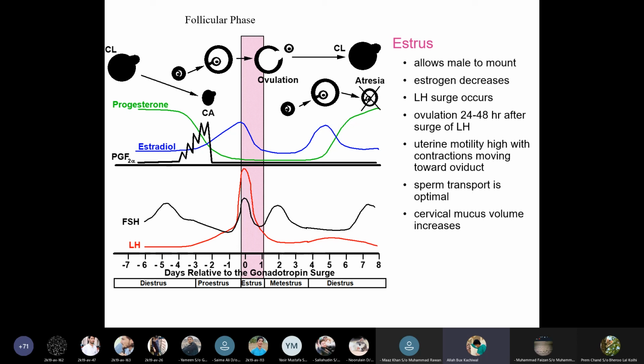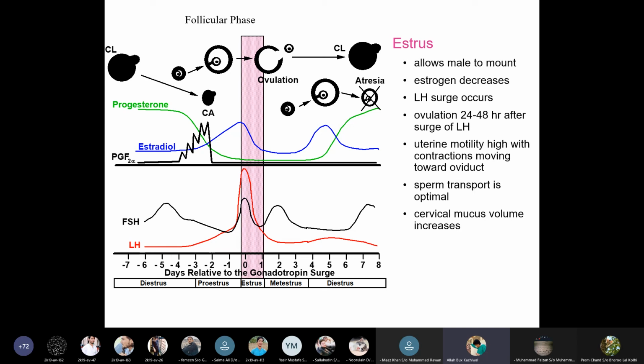In the estrus, the female allows the male to mount, estrogen decreases, and the luteinizing hormone surge occurs, which causes the ovulation. Ovulation takes place within 24 to 48 hours after the surge of luteinizing hormone. When the luteinizing hormone concentration increases, it causes the rupture of the follicles, which shed the ova. That ova will develop, and that surge takes 24 to 48 hours to cause ovulation.